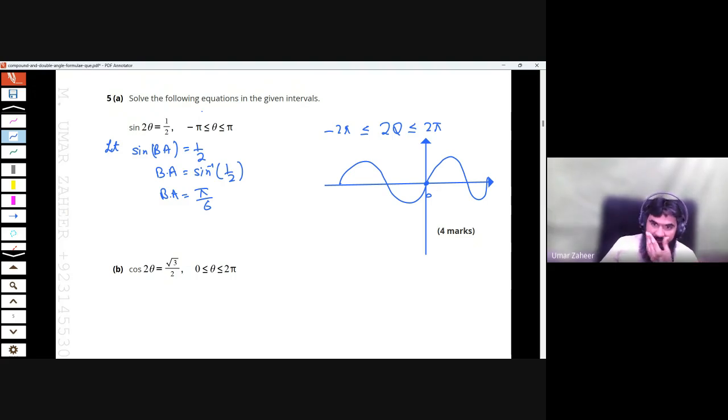Okay, we are going to get the base angle, and I need to find the rest of them. How can I find them? The sign is positive in the first quadrant and in the second quadrant. So this is the answer you will get in the first quadrant. In the second quadrant, what is the answer?